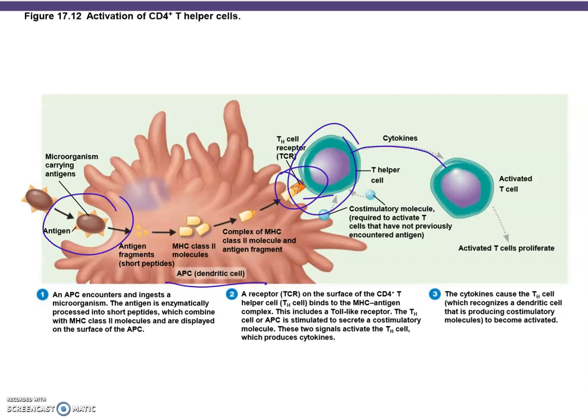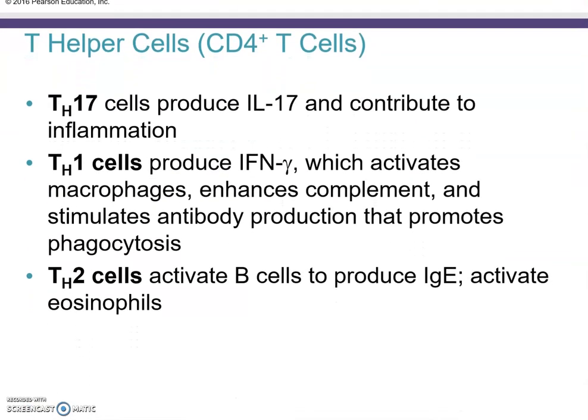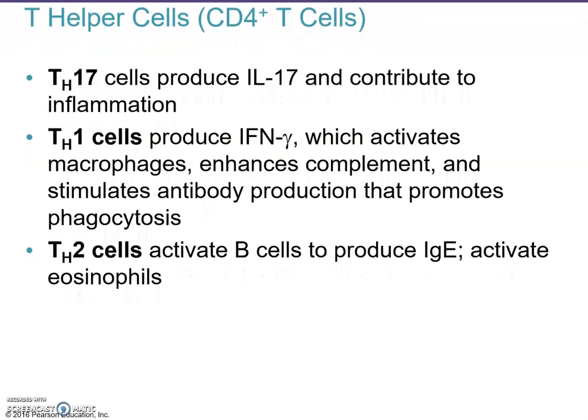We just finished up with the activation of CD4 plus T helper cells, and definitely the best way to activate these cells would be the interaction of the helper T cell with the T cell receptor to the antigen presenting cell. And so here are the different types of T helper cells that are differentiating out of that activation. So we have Th17 cells, they produce interleukin 17 and contribute to inflammation.